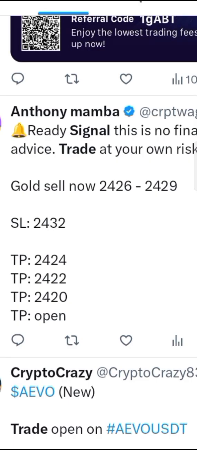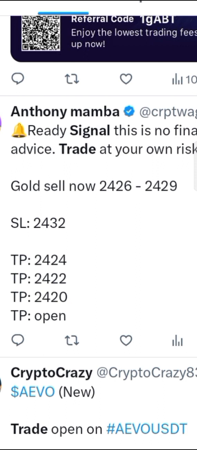This signal says gold sell now, 2426 to 2429. SL 2432. TP up to the last TP, which is open. So now this is gold. Gold is what you want to trade. That is what it is. And it says sell now. So it's telling you to open a sell trade. And it's giving you the range of values where you can sell from.